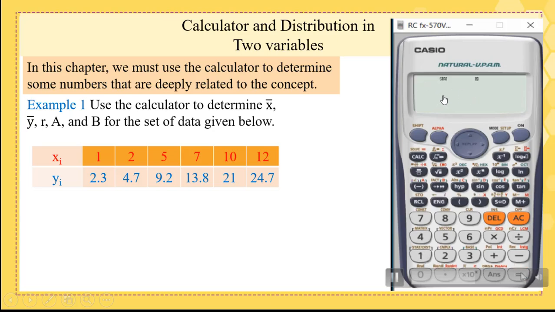To find A, we press 1. This is the value of A. To find B, we press Shift, 1, 5, 2, and this one is the value of B. And to find R, we press Shift, 1, 5, 3. We find the value of R.